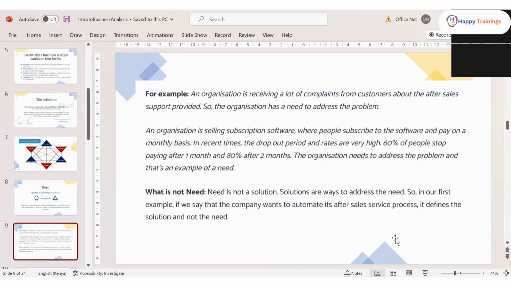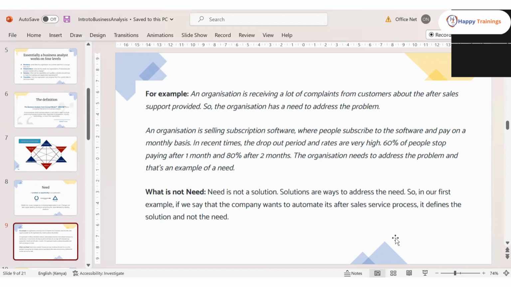An organization is receiving a lot of complaints from customers about the after sales support provided. So the organization has a need to address the problem. An organization is selling a subscription software where people subscribe to the software and pay on a monthly basis. In recent times, the dropout rates are very high. 60% of people stop paying after 1 month and 80% after 2 months. The organization needs to address the problem, and that's an example of a need.